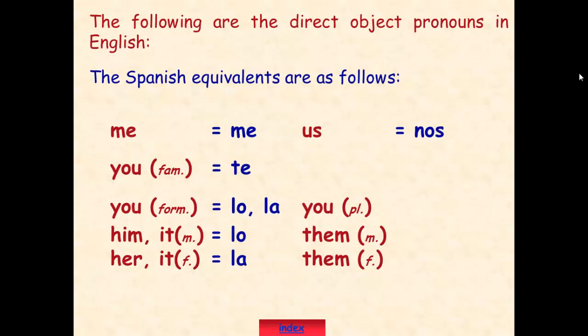Us would be nos. You plural would be los and las. Them is also los and las.